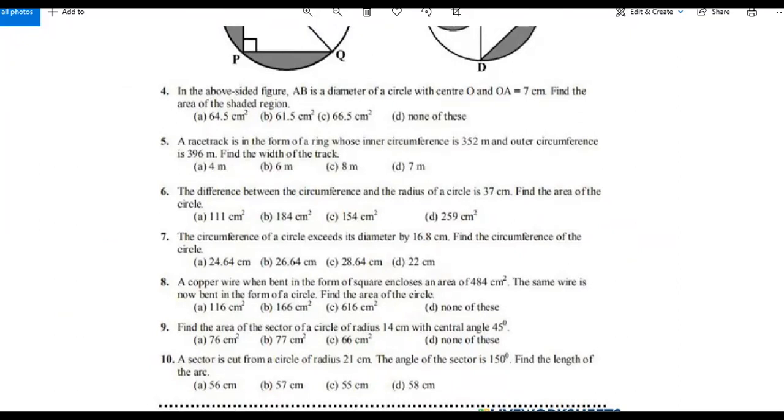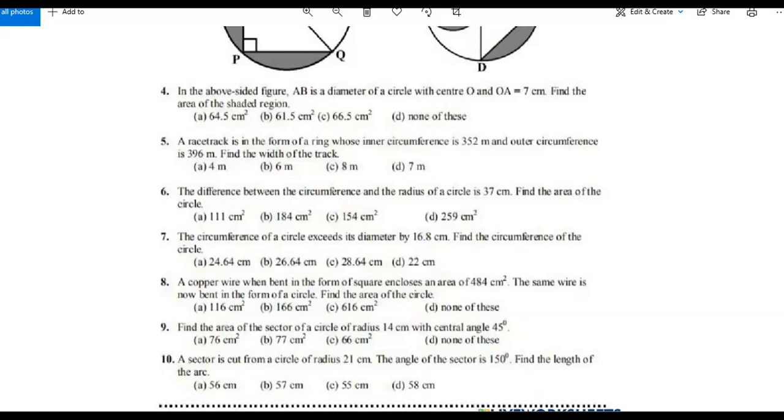Okay. The difference between the circumference and the radius of a circle is 37. Find the area of the circle. So let's try this question, please. What is your answer, Kevin, of question number 6? 24.649 centimeters. That is not in the option. Acha, okay, 24.64. A. Yes, A. And that of 7? 154 centimeters square. C.